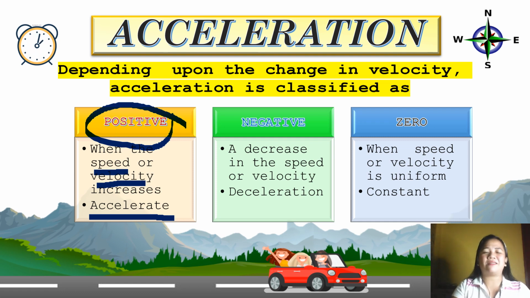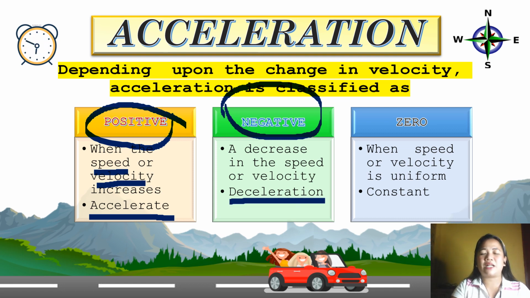Okay? So, positive is opposite of negative acceleration. Si negative acceleration naman, ang tawag natin dyan ay deceleration. So, this time, bumagal yung acceleration. So, bababa ngayon si speed, magkakaroon ng decrease in speed and in velocity.